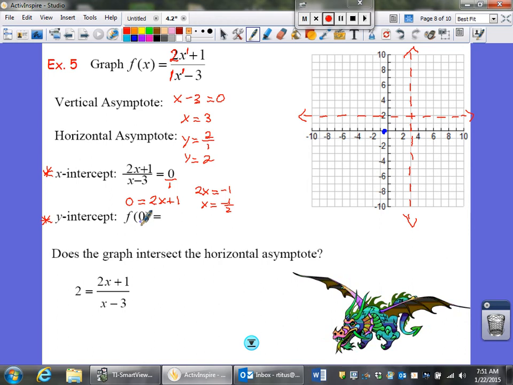That means you have to let x be 0. So that would mean that you would solve the problem 2 times 0 plus 1, that's the numerator, over, and then 0 minus 3.